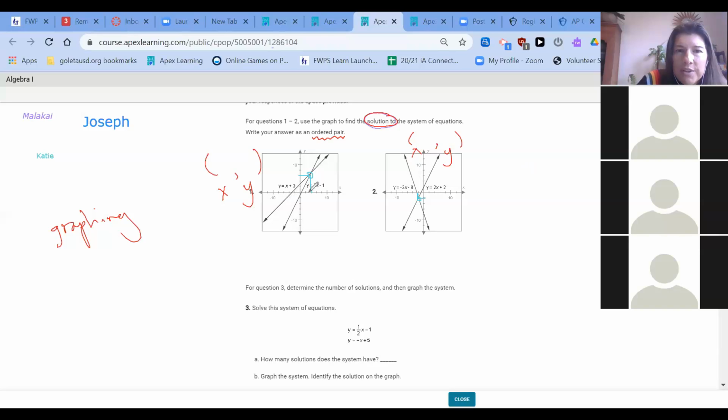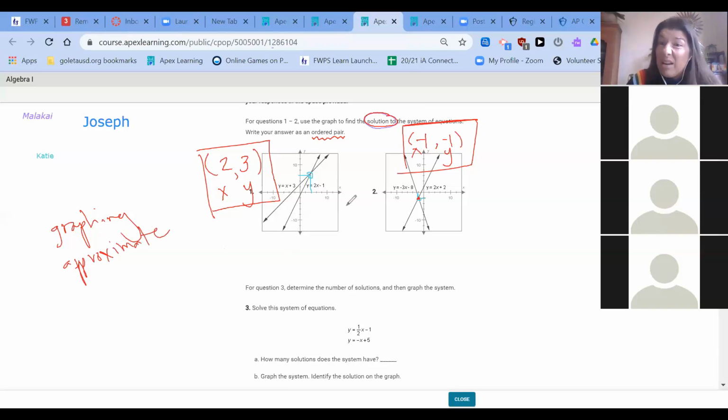All right, that first one is over 2 and up 1, 2, 3. So that first solution, does anybody agree with me? 2, 3? I agree. Beautiful. Awesome. All right, and number 2, to the left one, so it's -1. And to the left one and down 1. The bottom one isn't exactly on there though. It's not exactly, it's approximate. Okay. So about -1, -1. So graphing solutions is sometimes going to be approximate. Important for us to keep that in mind.